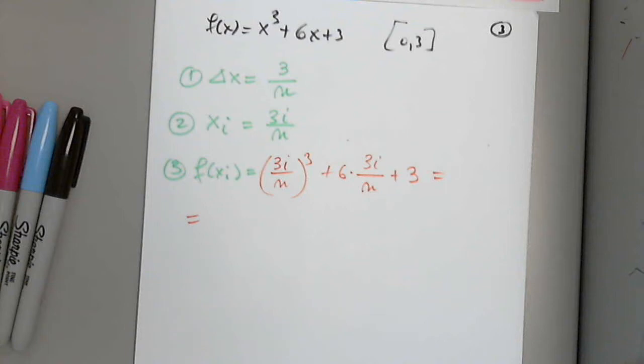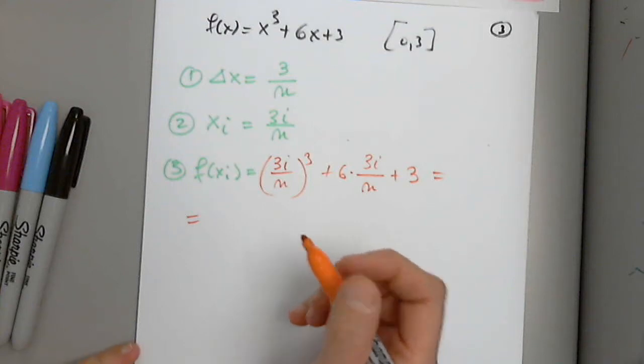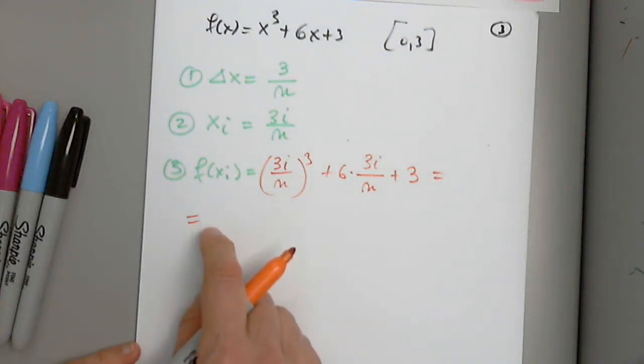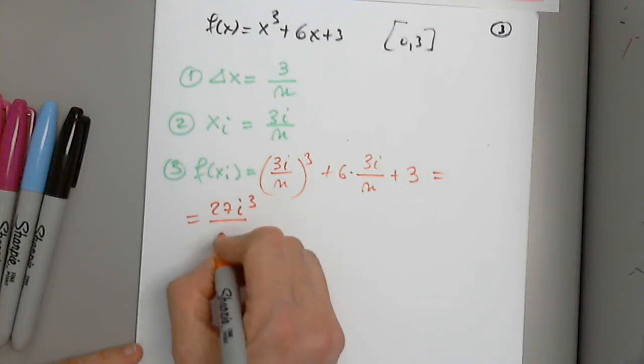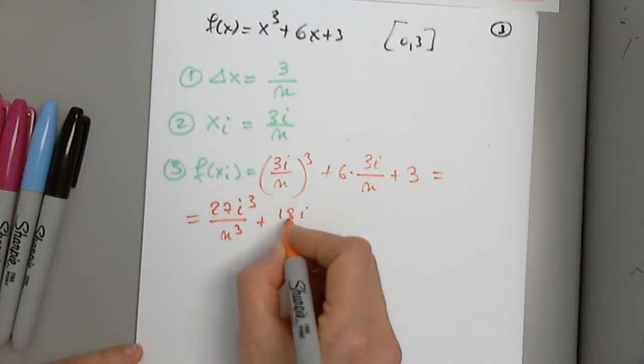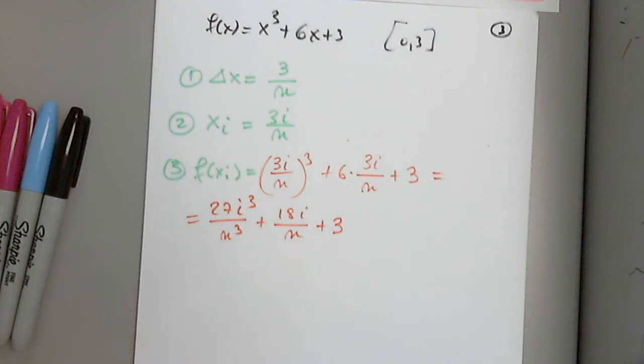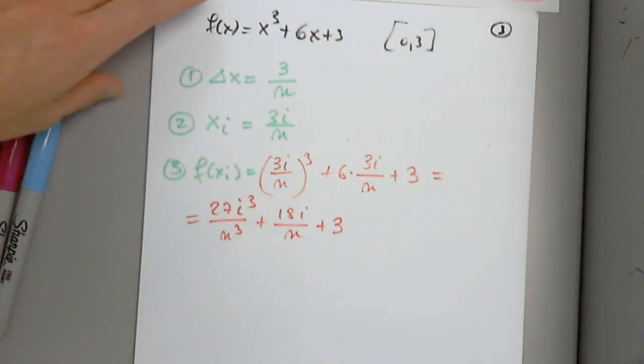So when we simplify this, what do we get? The first term. Create 27i over n plus 18. Very good. So now we can put everything together.